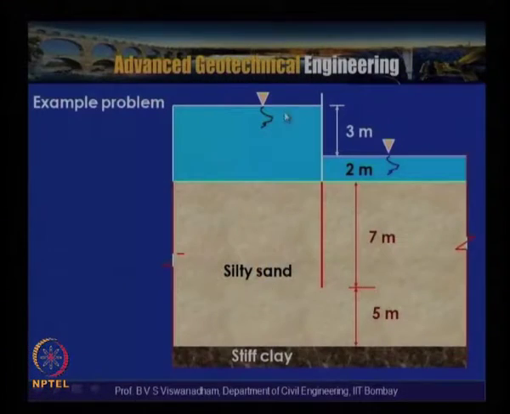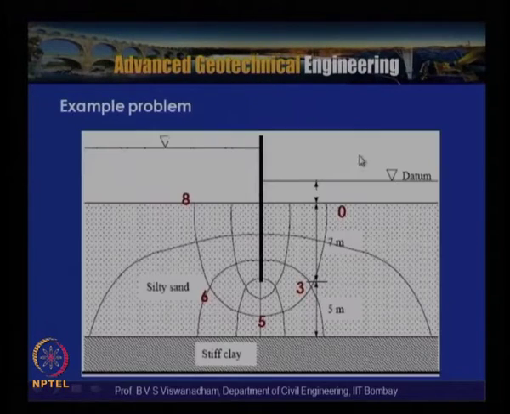You have the upstream water level and downstream water level, and the silty sand which is shown. This is the depth of penetration of the sheet pile wall, which is 7 meters, and the stiff clay is the impervious layer in this case. The distance from the tip of this to this one is 5 meters, and this is the downstream water level, where you have 2 meters, and this is 3 meters, so the head loss is 3 meters. So the construction of the flow net works out like this.